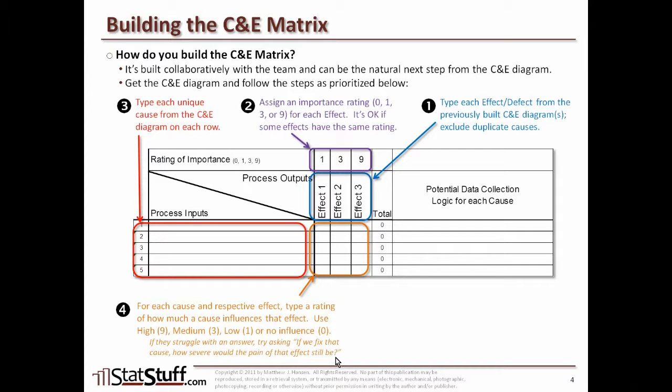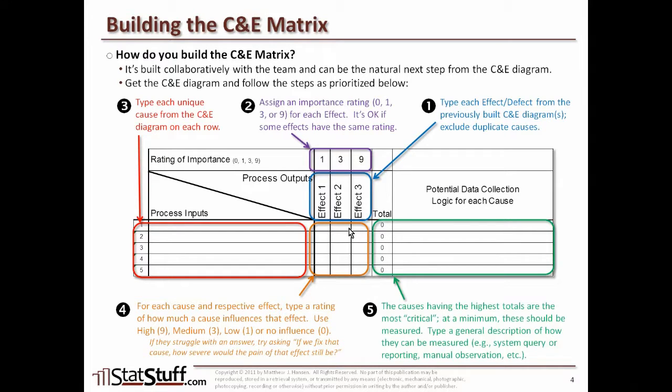Well, if they feel like, actually if we fix that root cause, we probably think that a whole effect would go away, well, if that's true, then it probably has a high impact. If we think the pain would still be there and it wouldn't make that much of a difference, the chances are it's a low impact or maybe no influence at all. So maybe just wording it a little bit differently could help your team work through what they think the best answers are for inputting in here. And this is where you're going to spend the majority of your time plugging in the numbers for what the team believes are the level of influences or impact each of those potential root causes has on each effect. And by doing that, it's going to calculate for you automatically a number in this total column.